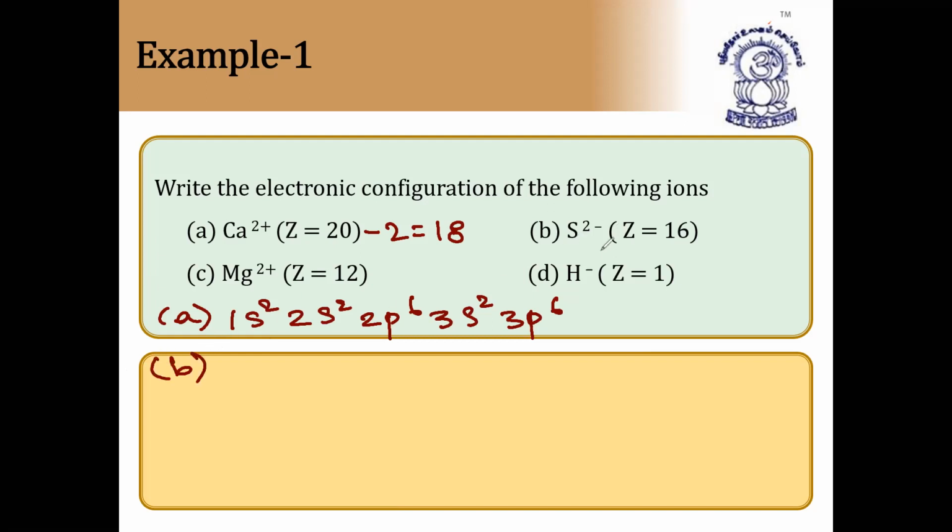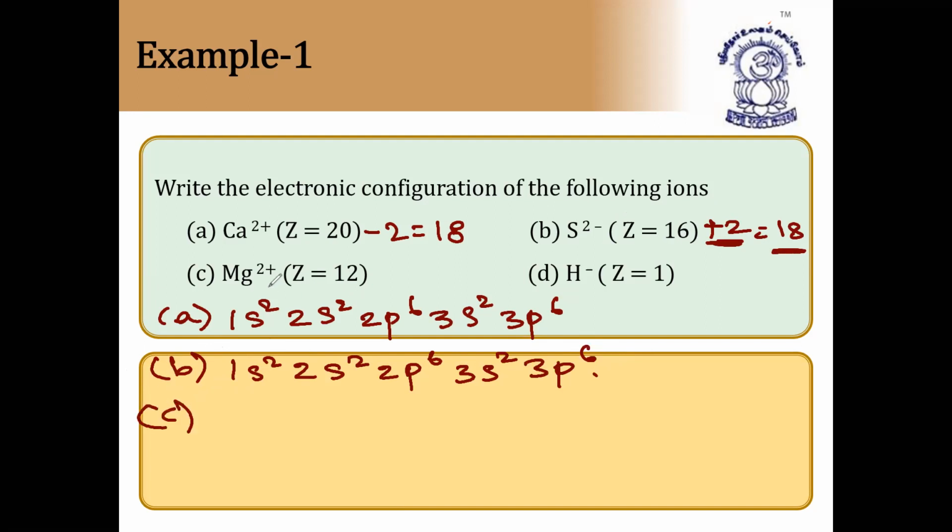Next B, sulfur 2 minus. Sulfur atomic number is 16. First we write for 16, and 2 minus means 2 electrons are gained. So that is 1s2, 2s2, 2p6, 3s2, 3p4 for sulfur because it is 16, and as it gained 2 electrons, 3p6. So second one is also same. Third one, Mg plus 2. So Z is equal to 12 and it is losing 2 electrons. So it has the nearest noble gas configuration, that is neon. So it is 10. So 1s2, 2s2, 2p6 completely filled.